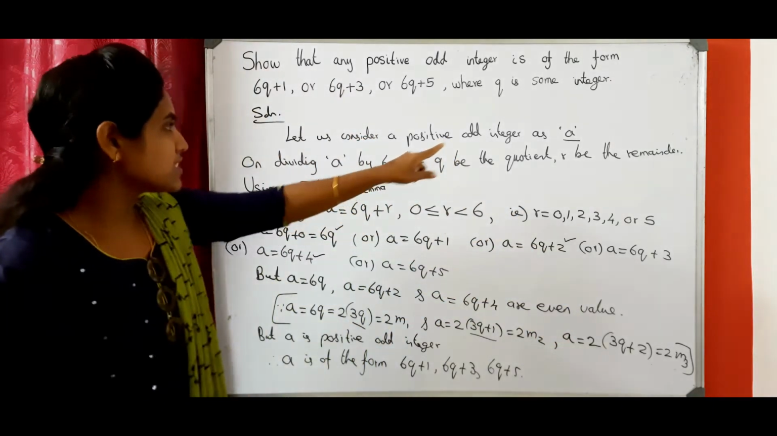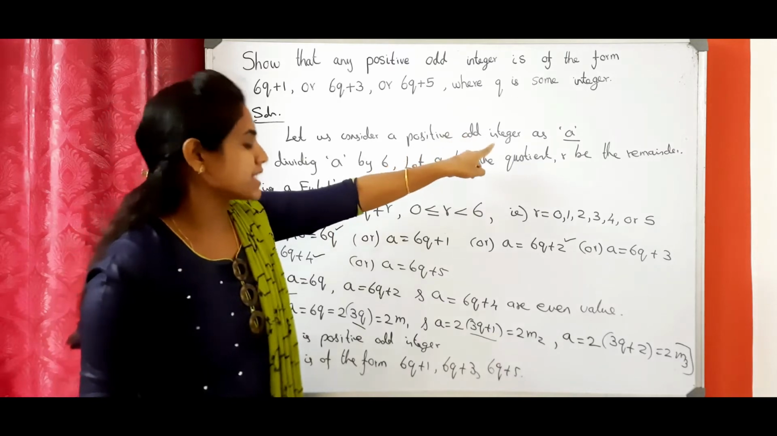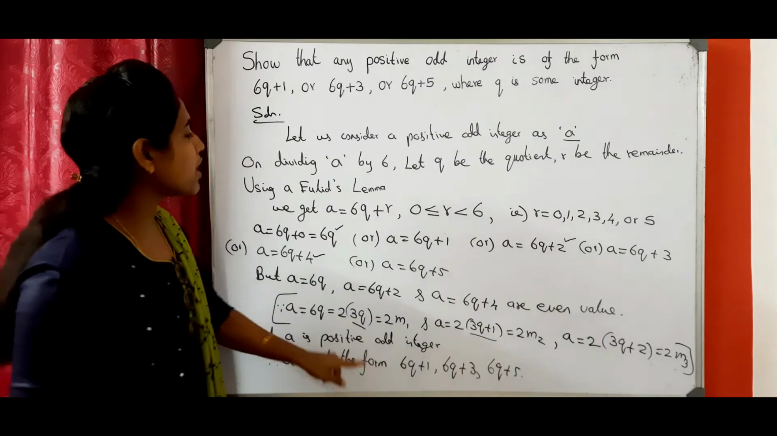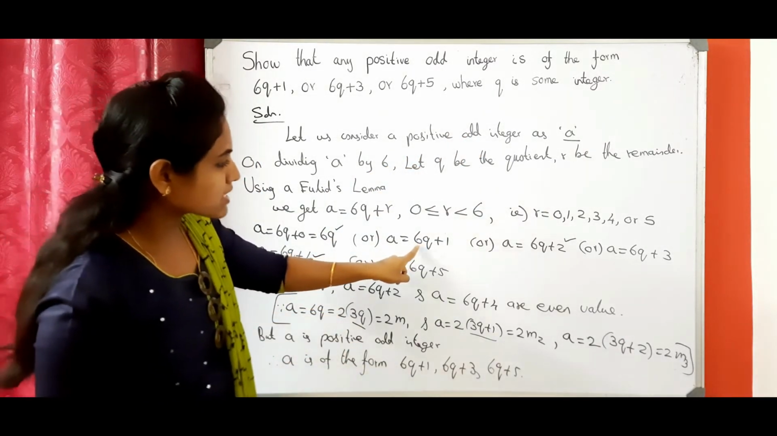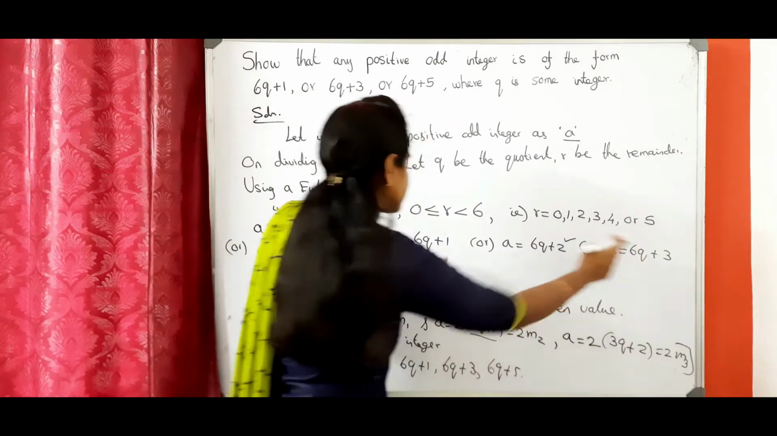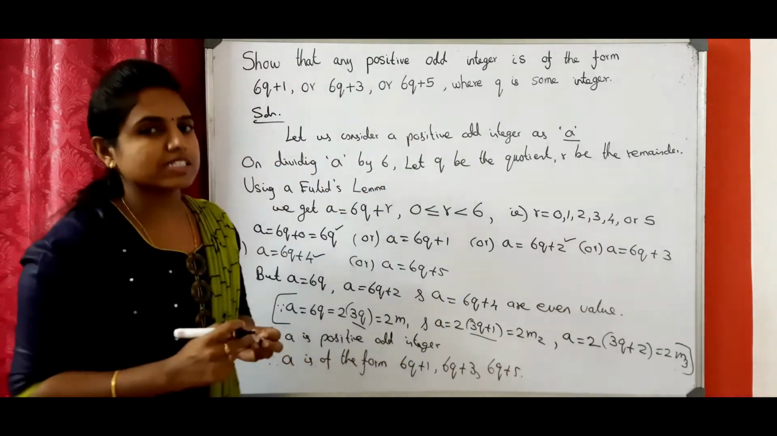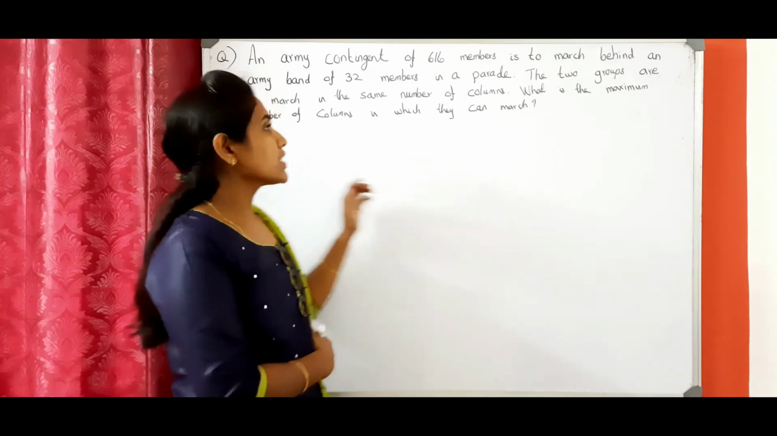But our condition is A is a positive odd integer. Therefore, A is of the form only remaining. What are the remaining? 6Q plus 1, 6Q plus 3 and 6Q plus 5. Okay, now we can see the problem.